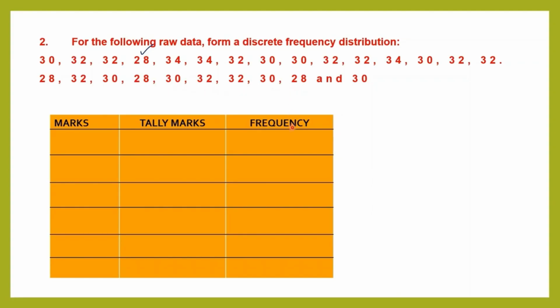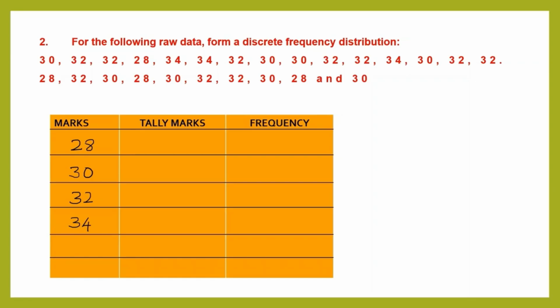Okay, so 28 is the smallest. So let's begin by writing the smallest first. So 28. Then we have 30. So 30. Then we have 32. So as you can see, they are all going up in twos. 32. Then we have 34. Then that's it. We don't have anything greater than 34. If the numbers are repeated, you don't have to repeat it in the marks column. That is why we are having the tally marks.